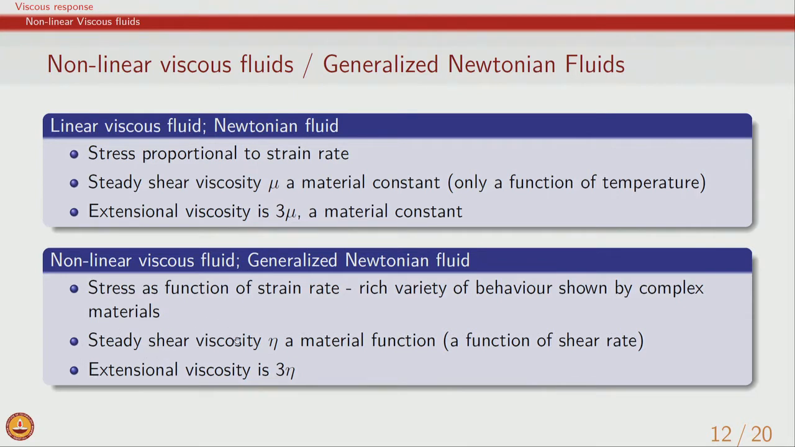The steady shear viscosity is a material function because it is a function of the strain rate. Since stress is a function of strain rate, the viscosity itself, which is the ratio of the stress and strain rate, becomes a function of strain rate. And very much like Newtonian fluid, the extensional viscosity is still 3 times the viscosity. However, since this itself is a function of strain rate, we will see a similar function for extensional viscosity also.